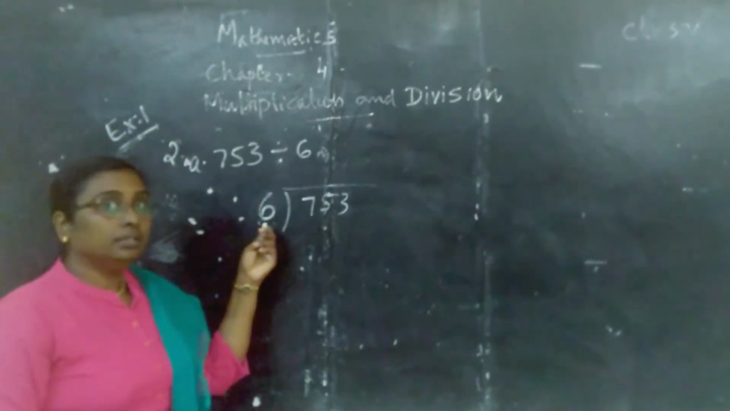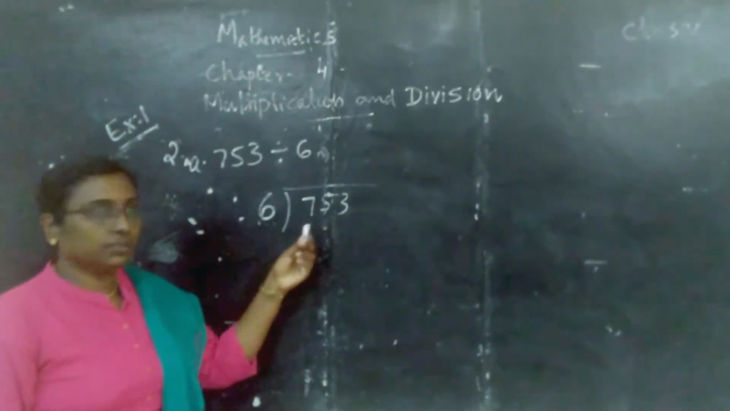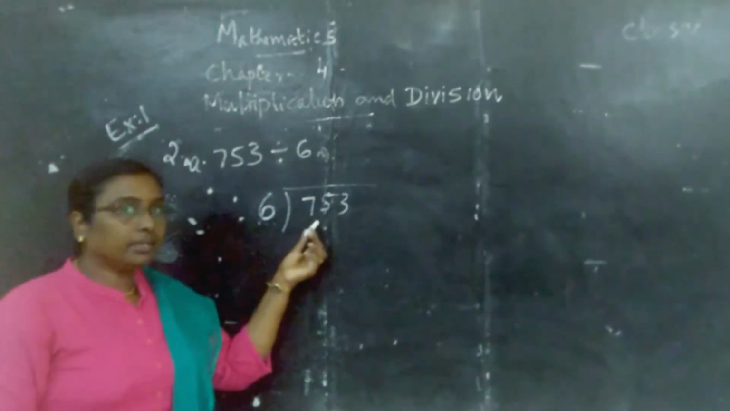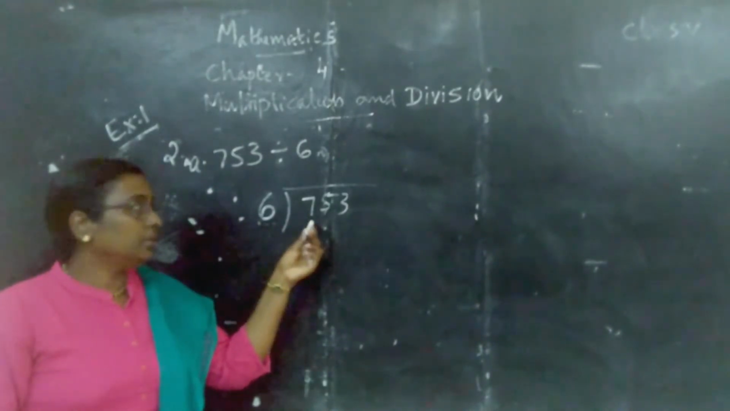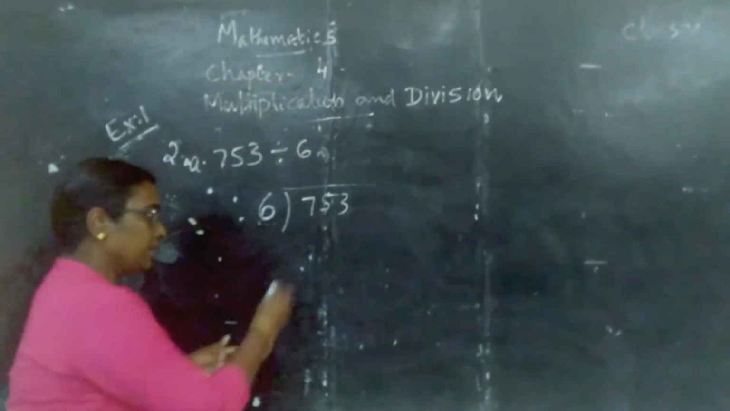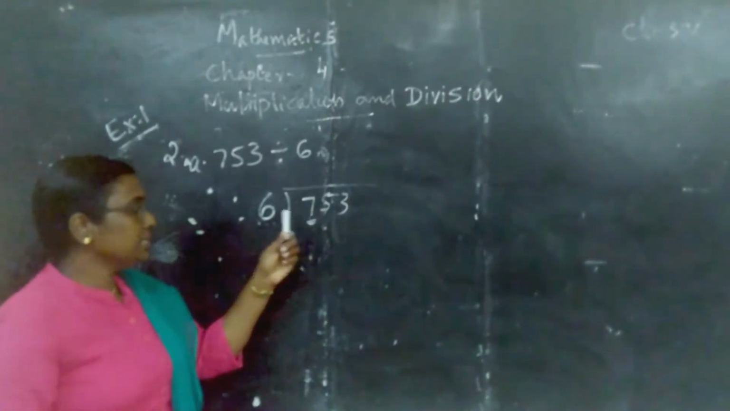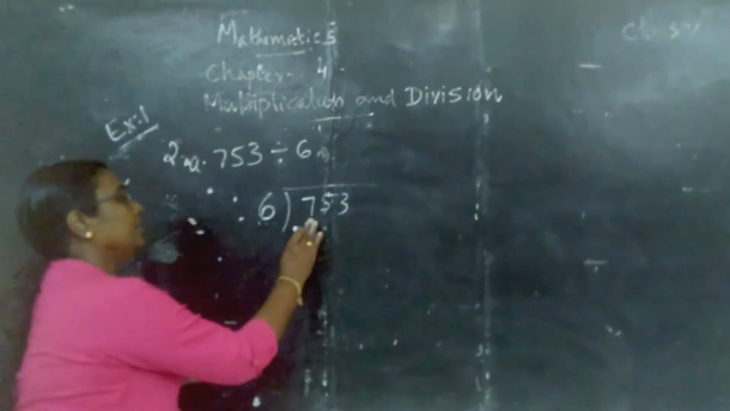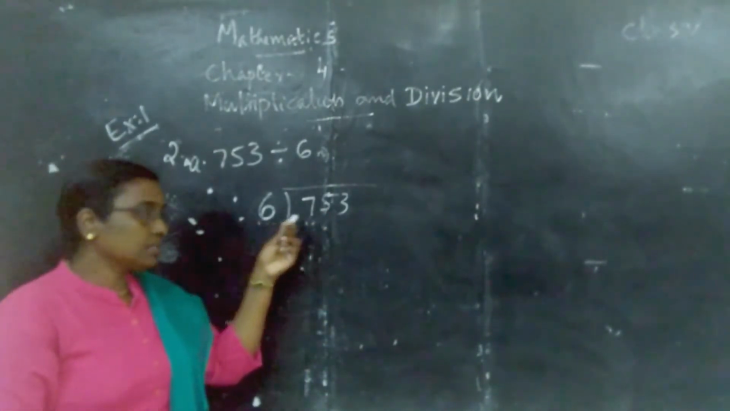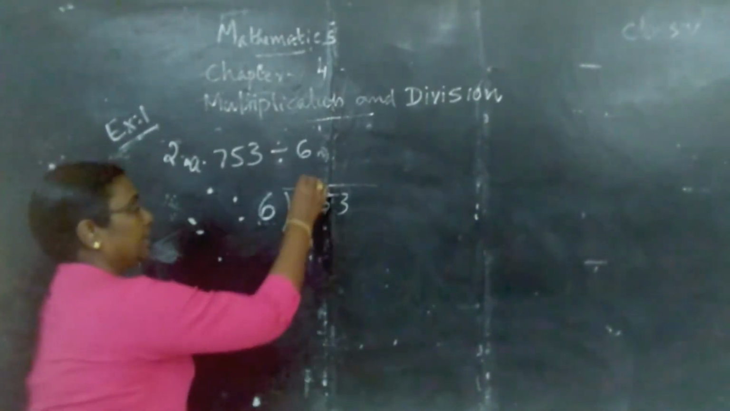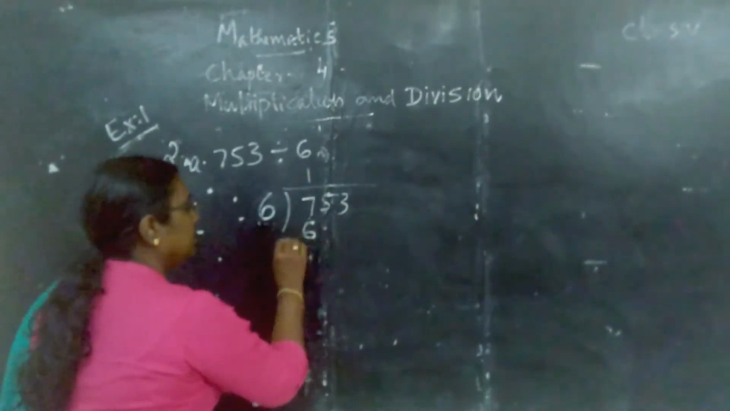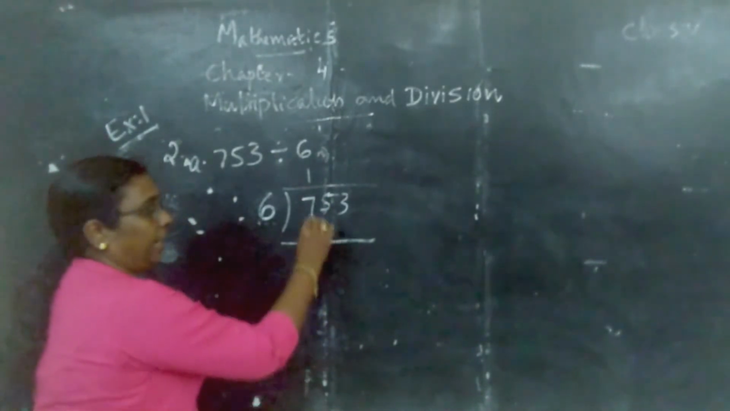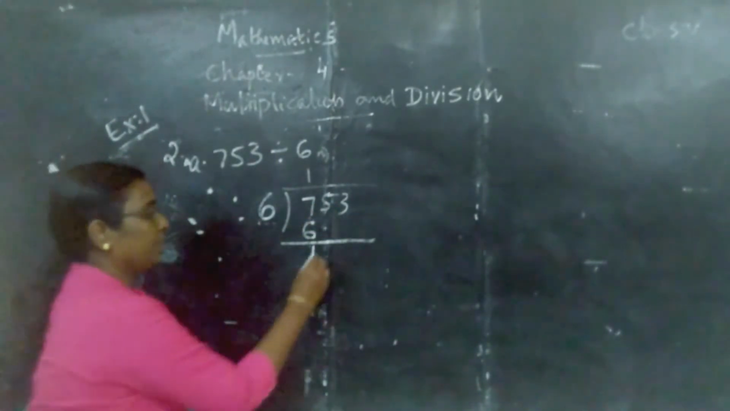First write 753 divided by 6. You know this is the divisor, this is the dividend. Since the divisor consists of only one digit, we take one digit from the dividend, that is 7. Since 7 is greater than 6, divide 7 by 6. How many times 6 in 7? 1 time. Write 1 here and 6 here. Then subtract: 7 minus 6 is 1. Then carry down the next digit, that is 5.